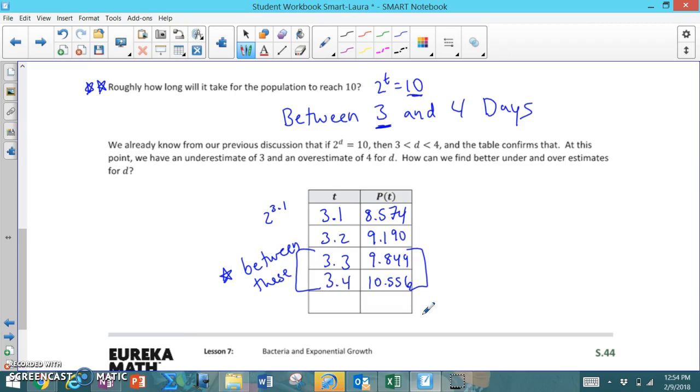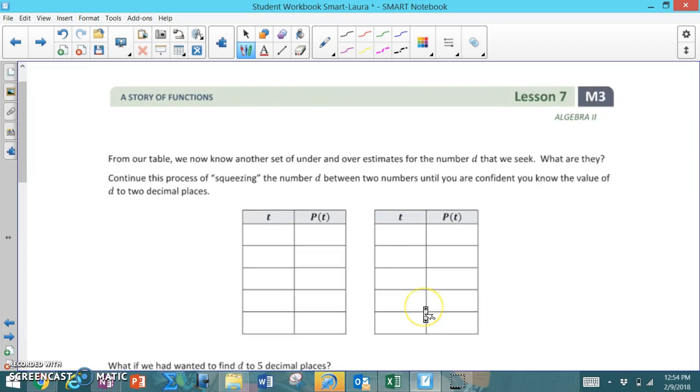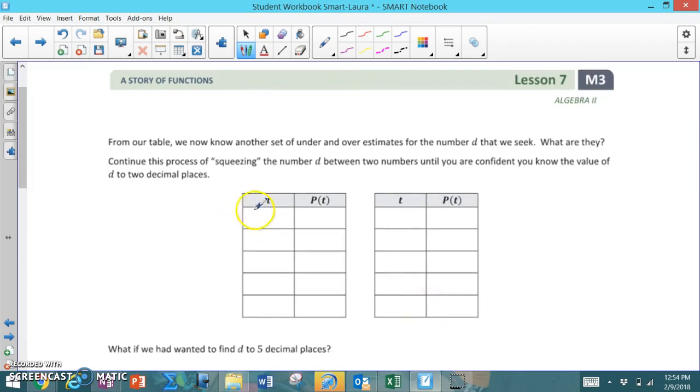Now, when we give you problems like these, we will tell you how many decimal places to go to, and this is the strategy you would use. If we say 1 decimal place, you'd be done. You'd say between 3.3 and 3.4 days, or you could answer about 3.3 days. Usually we'll ask you to go to at least 2 decimal places, so if you turn your page over, you'll see a couple more tables. And this next table I'm going to use to do the next part.